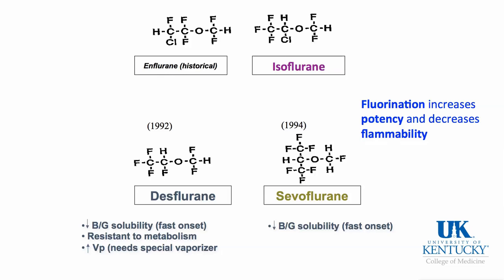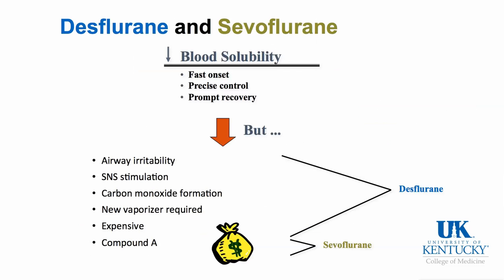Sevoflurane is used frequently today for inhaled inductions, has a low blood gas solubility, and relatively fast onset and offset. These carbon fluoride bonds and the fluorination of these compounds increase the potency and decrease the flammability. So even though we're still using ethers, we're not using flammable, explosive ethers. Looking at Des and sevoflurane, they are the most commonly used inhaled anesthetics. Both have a low blood solubility, fast onset, precise control, can change the concentration rapidly in a patient, and prompt recovery. But there are some problems.